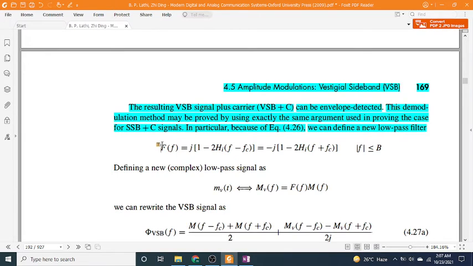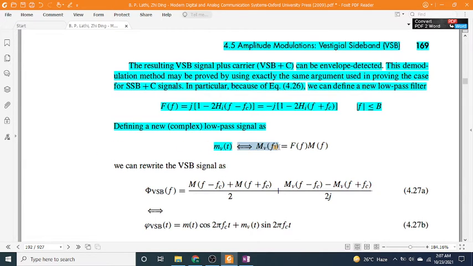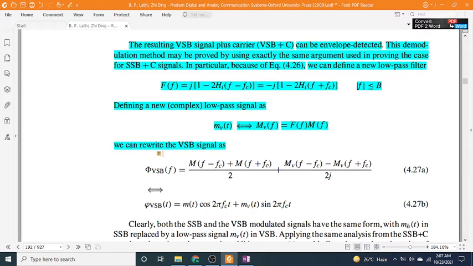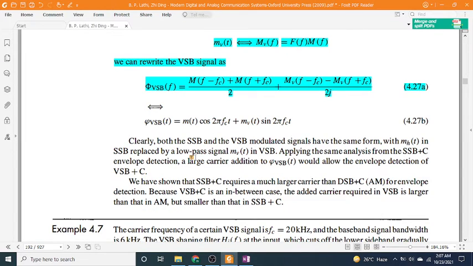f = f_c, 2 f_c + f, f + f_c, for |f| ≤ B. Defining a new complex low-pass signal as M_v(t) ↔ M_v(f) = ..., we can rewrite the VSB signal as P_VSB(f) = M(f − f_c) + M(f + f_c) + M_v(f − f_c) − M_v(f + f_c), which gives φ_VSB(t) = m(t) cos 2πf_c t + m_v(t) sin 2πf_c t.